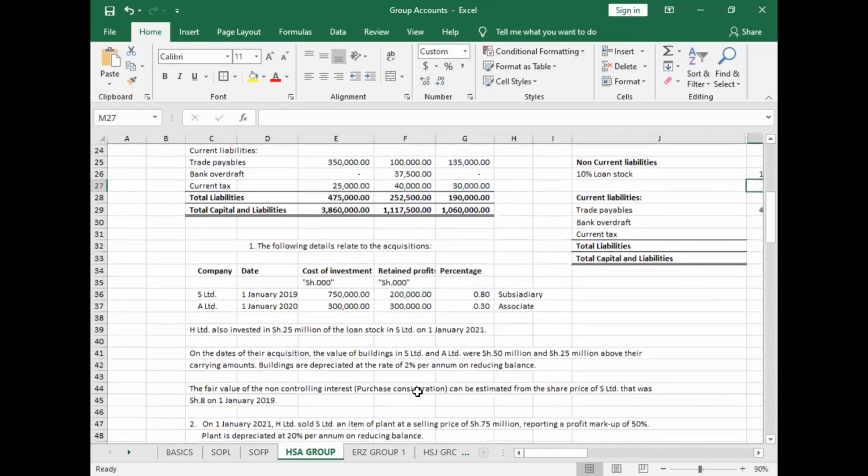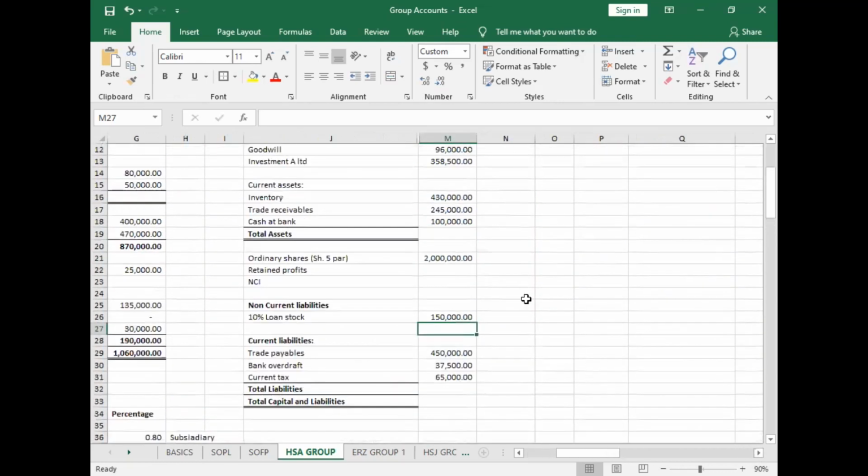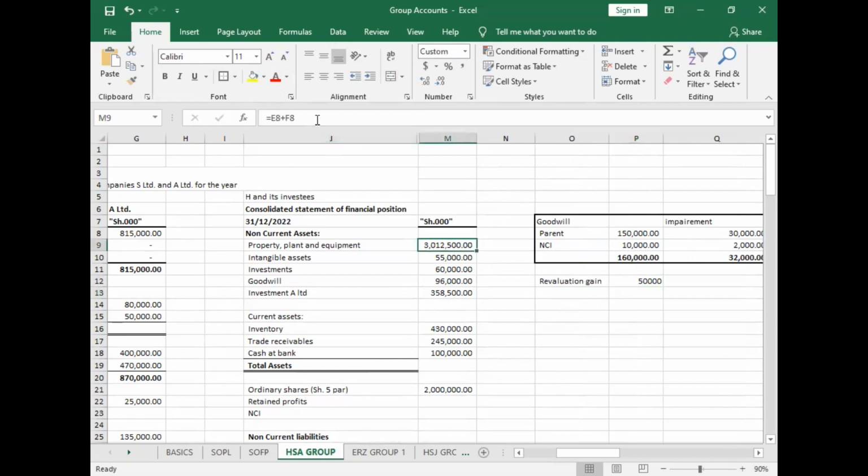We are still under additional information number 1 here. As you can see, on the date of acquisition, this 50 million will result in a revaluation gain. It will be like 50,000 because you are working in thousands. Remember, revaluation gain will be added to our PPE, just add it directly. And now remember, because it's a gain, it means we have a depreciation undercharge.